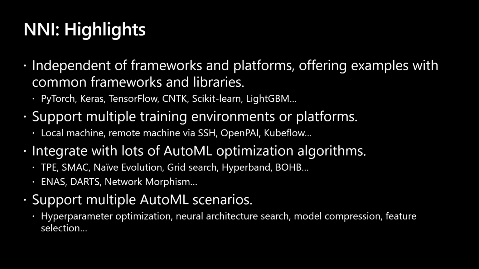NNI integrates lots of AutoML optimization algos, including some hyperparameter optimization algos like TPE, SMAC, Naive Evolution, and Grid Search. It also has some brand new algos like Hyperband or BOHB. Almost 10 hyperparameter optimization algos. Besides, it has up to 10 algos for neural architecture search, like ENAS, and network morphism. NNI also supports multiple AutoML scenarios in addition to hyperparameter optimization and neural architecture search, like model compression, feature selection, and other optimization systems.